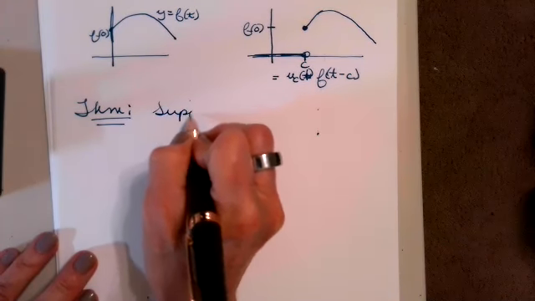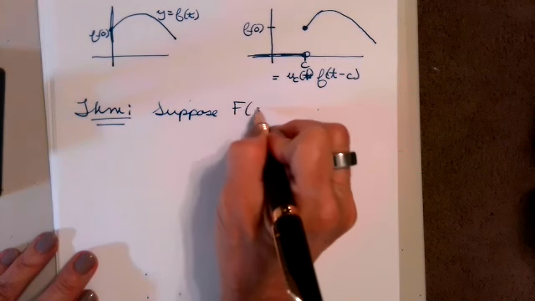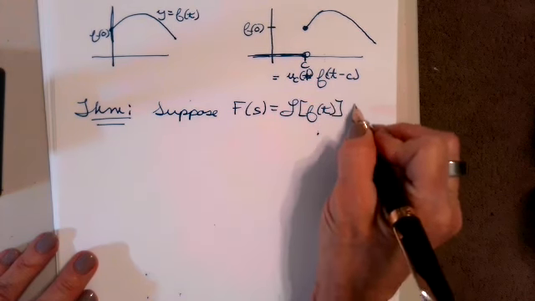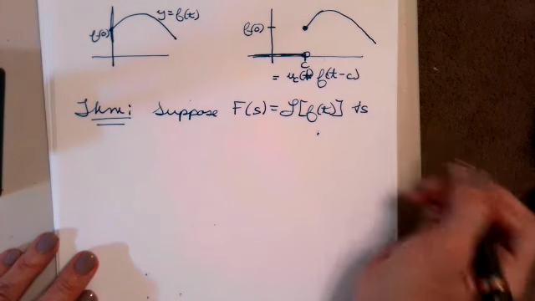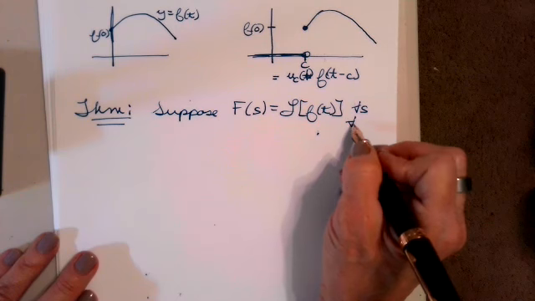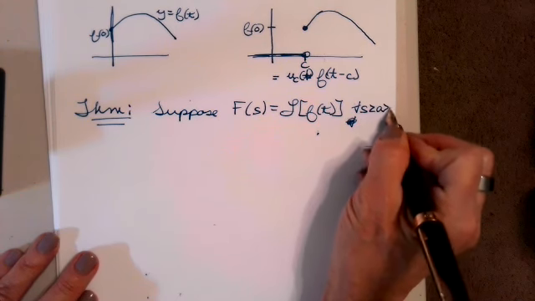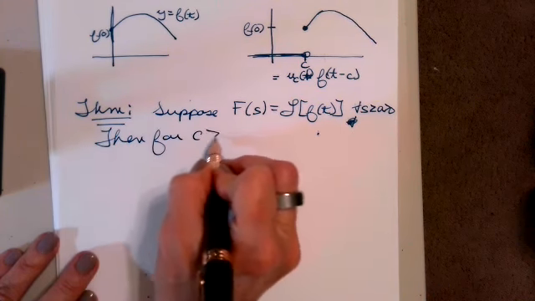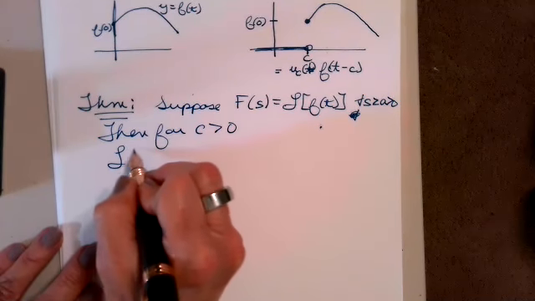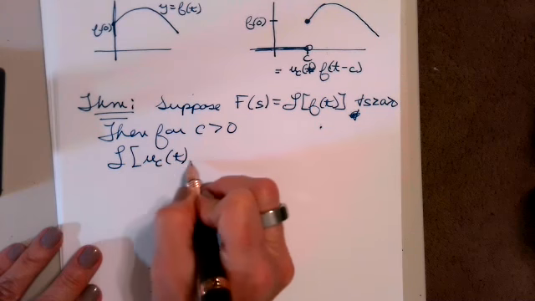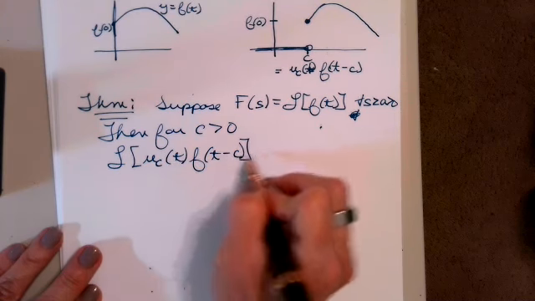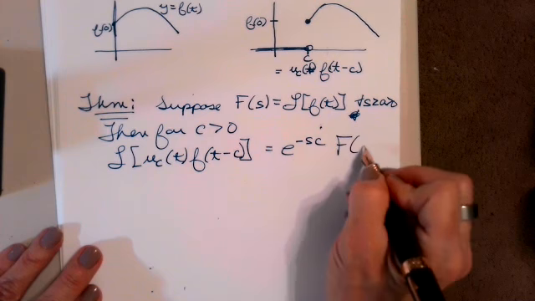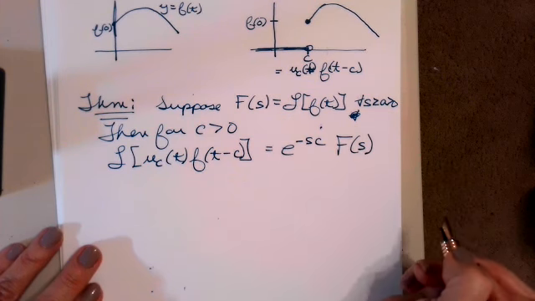Suppose that capital F is the Laplace transform of little f for all s, let me say greater than or equal to a greater than 0. Okay, then for c greater than 0, the Laplace transform of uc of t, f of t minus c is e to the minus s times c times the Laplace transform of little f.